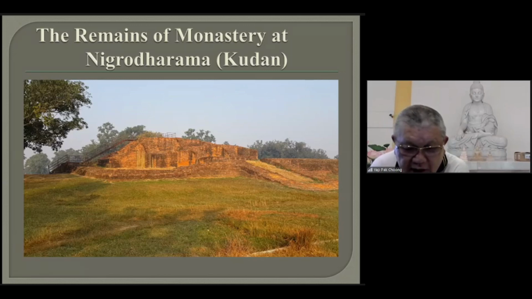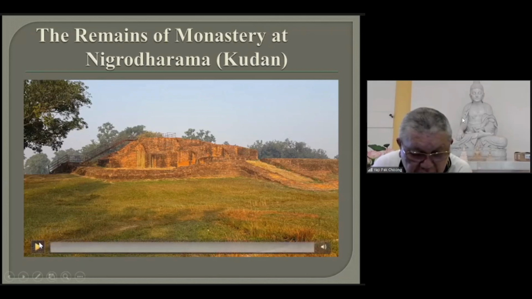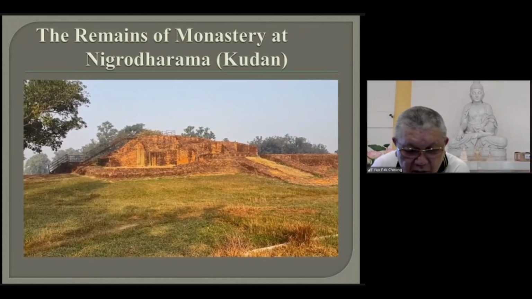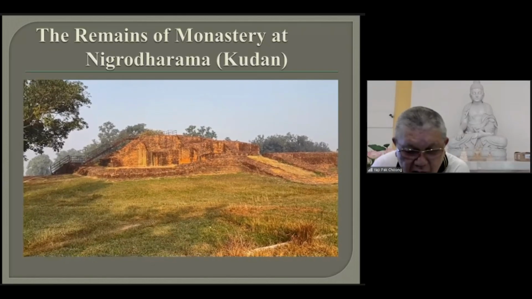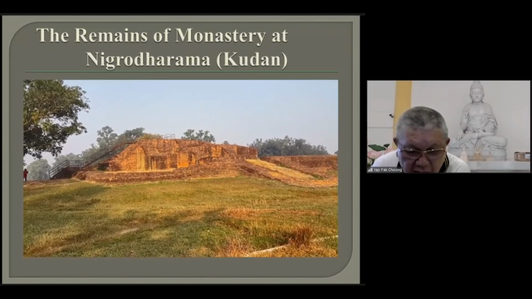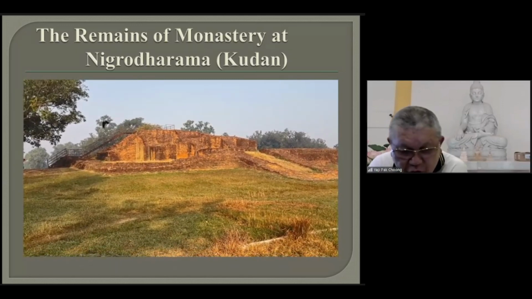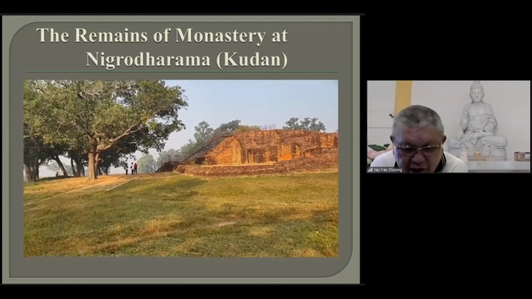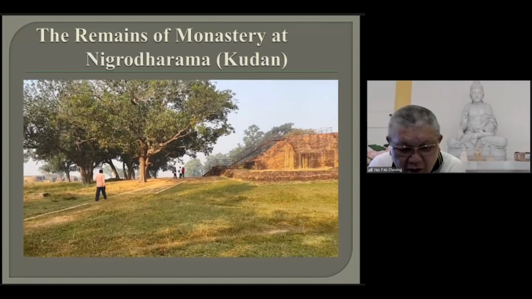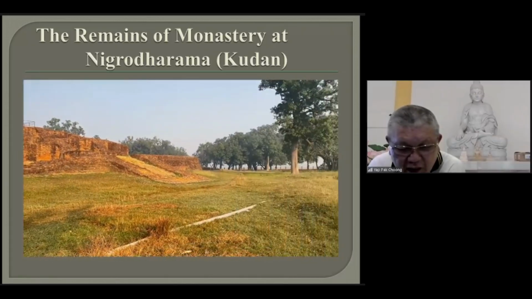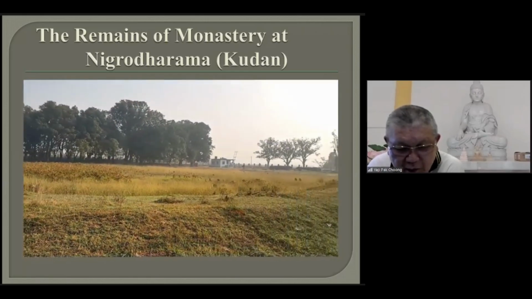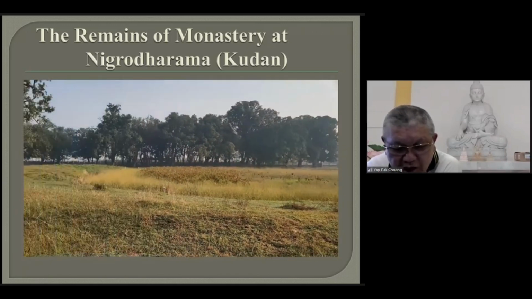Today, archaeology has discovered a place where the Buddha stayed before. It's called Kudan. You see, these are the remains of the monastery at Kudan, about 100 yards away from the Rahula Stupa, Nepal. This temple was built later, in 2014. The Buddha did not stay here, but later people built a monastery to commemorate the place where the Buddha and the monks stayed. Nigrodharama is not a dense forest, but a place suitable for people to build monasteries, temples, all these things.